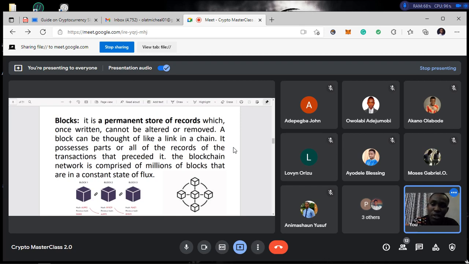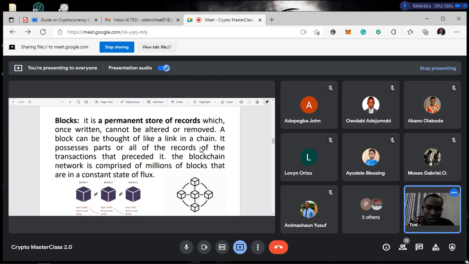Now it processes part of all these records of the transaction that precede it. Now a blockchain network is comprised of millions of blocks that are in constant state of flux. So now take a block to be a set of records on a blockchain. Now with this block, they are permanently stored. So when you perform a particular transaction, you've created one block. Either you mine or you validate a transaction on the blockchain, you actually create a block. And once that block is created, it cannot be altered, it cannot be changed.